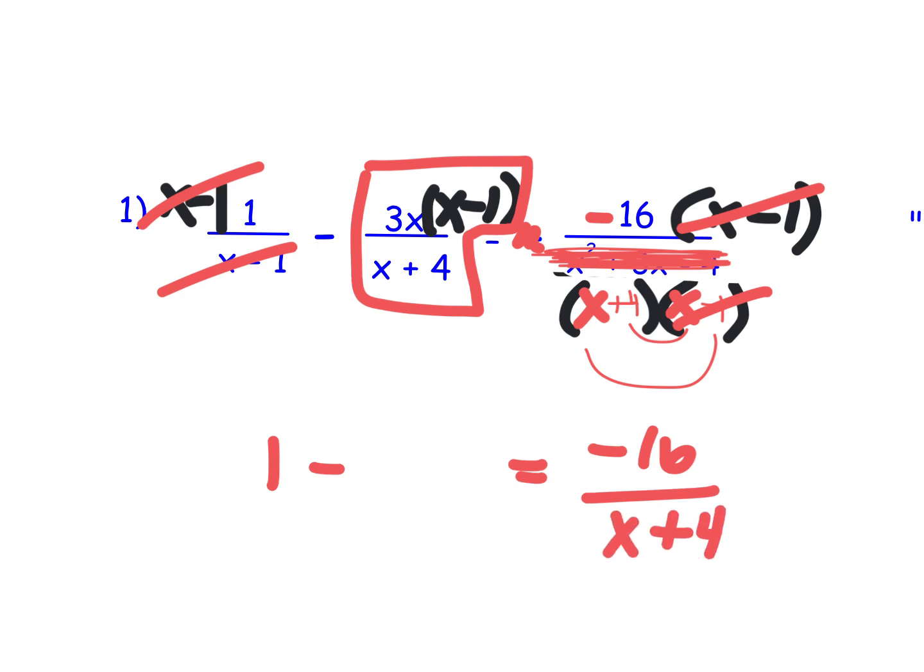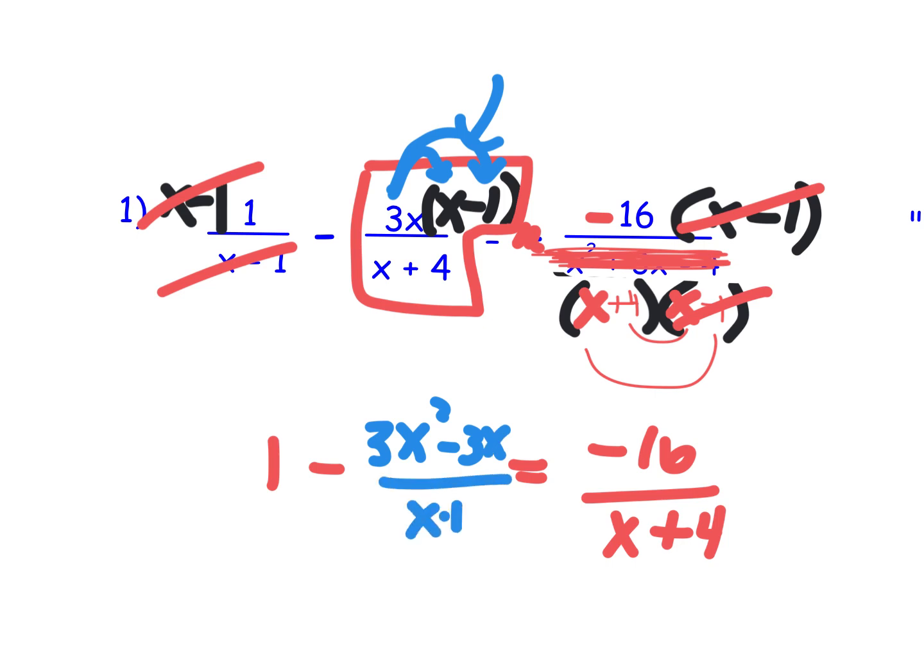All right, random person, multiply that thing out for me. Winston. Multiply this out for me. 3x, that times that, 3x squared, sorry, and then minus 3x. Minus 3x, good. Over x plus 4.